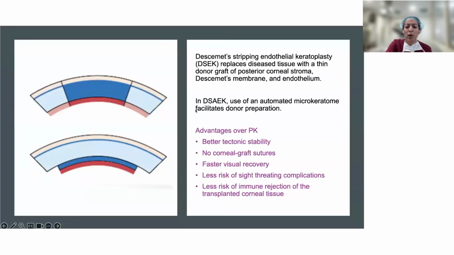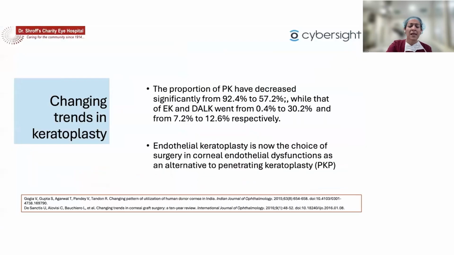DSAEK has significant advantages over a full thickness keratoplasty, including better tectonic stability, no corneal graft sutures, faster visual recovery, less risk of sight-threatening complications, and less risk of immune rejection, because the less tissue you transplant, the less is your risk of rejection.